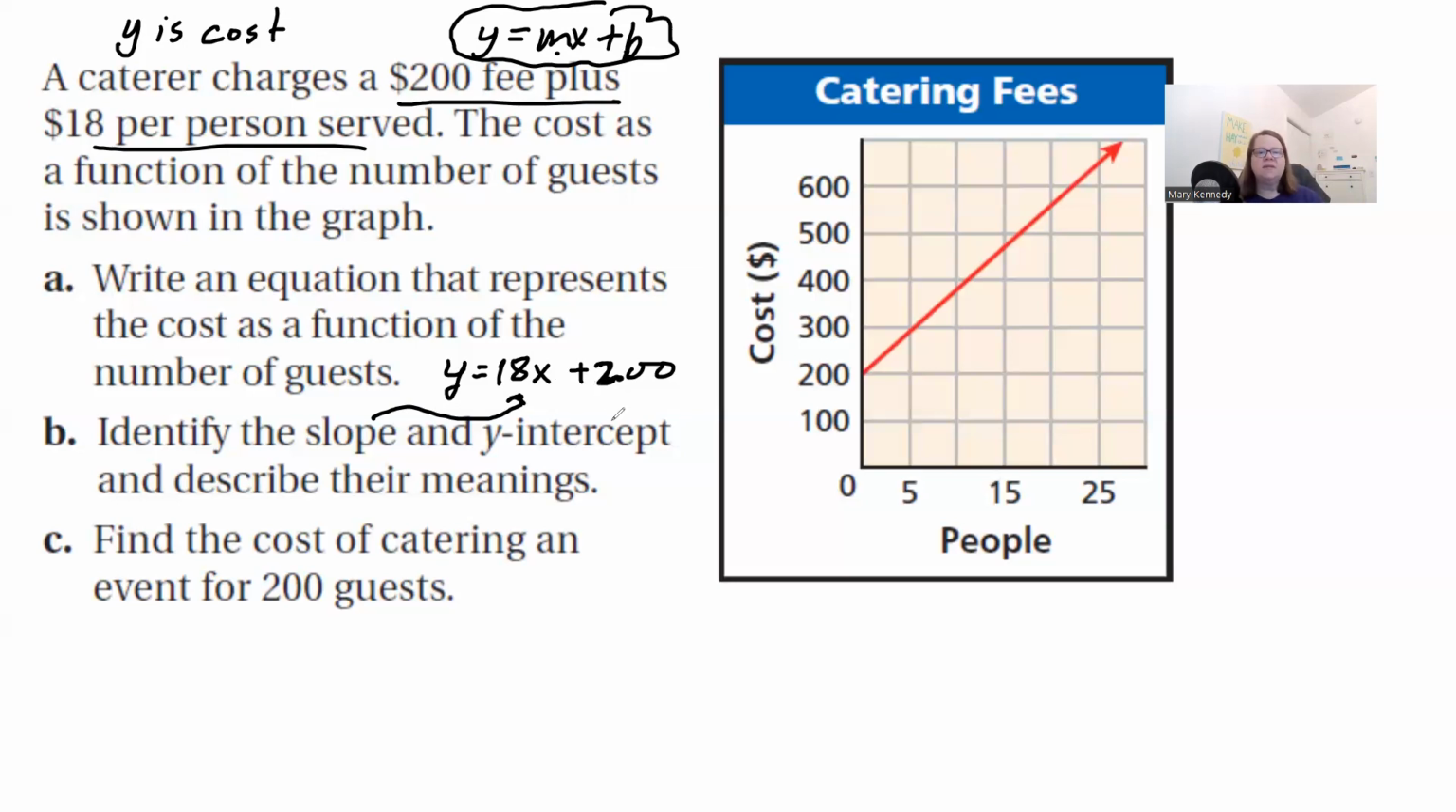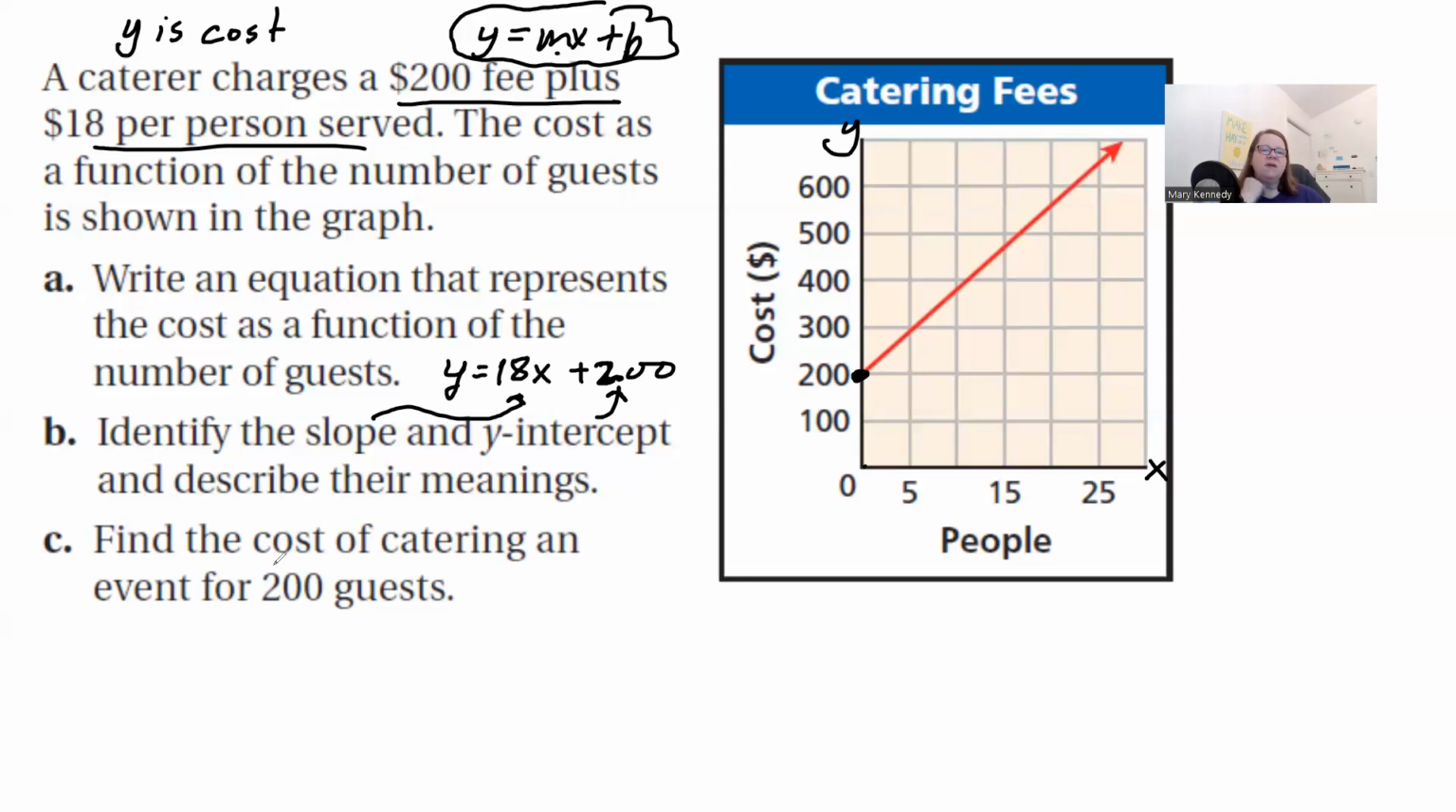The y-intercept is the 200. And you can see it here. All right, this is the y-axis, this is the x-axis, and on the y-axis we're at (0, 200). We start at 200, and what does that mean? That means that even if the caterer doesn't serve anybody, just for showing up, it's $200. So the $200 is even if there are 0 people served. That's your starting point, your price point.